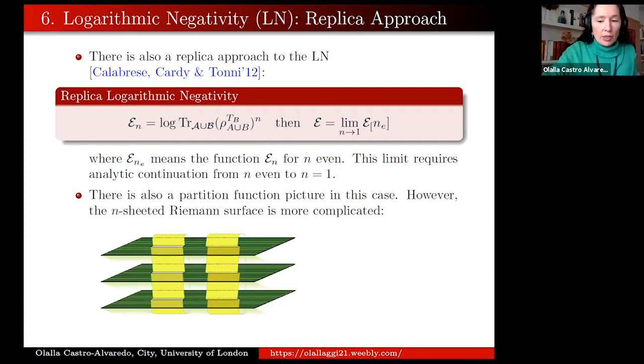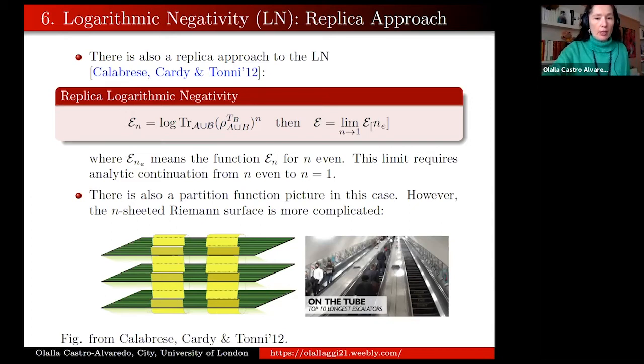And this is a picture actually from that paper, Calabrese, Cardy, and Tonni. And this picture, if you look closely, shows you that the connectivity of these branch cuts is different for each of them. So they are connected cyclically, but in the opposite way. And that's because of this partial transposition on region B only. So that changes the orientation of the connections. And this picture looks a little bit like, I think I'm not the first one to notice this, the escalators on the London Tube.